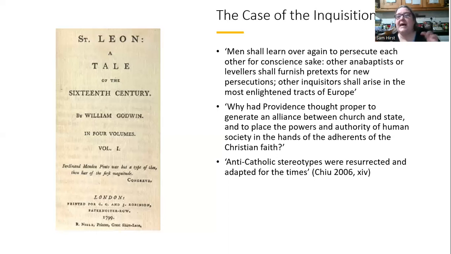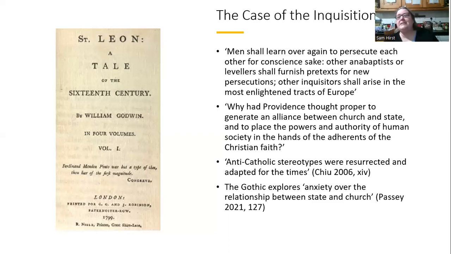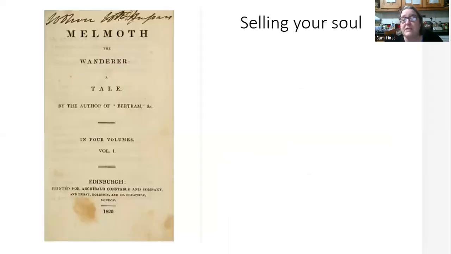But what we're finding is that anti-Catholic stereotypes are being resurrected and adapted for the times, used to critique other things. And as Joan Passey notes, the Gothic, through these depictions of the Inquisitions, but also more broadly, explores an anxiety over the relationship between church and state.